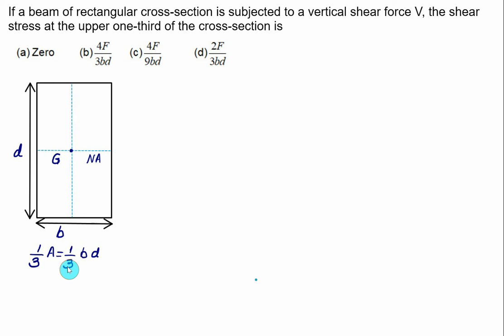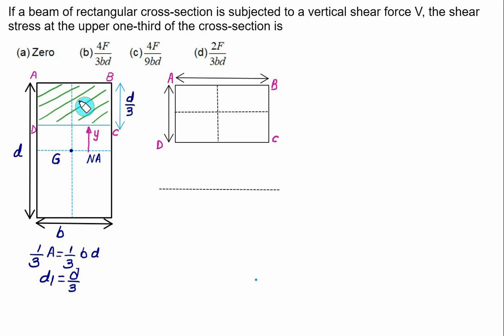Now the B remains constant here. It means that we require the depth that will be equal to D divided by 3. So from the top, we'll take here the height of the rectangle equal to D by 3. So in this case, this area represents here the 1/3 area of the total rectangle. And here you have to calculate the shear stress. So we'll mark this distance here, and let's say this distance is equal to Y.